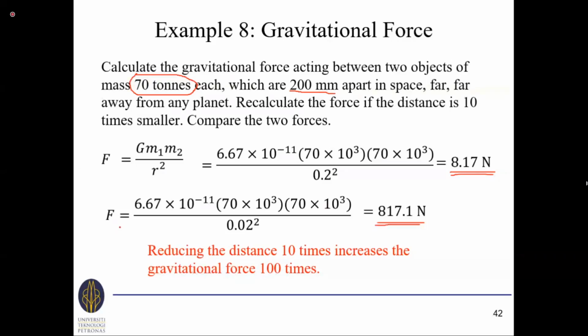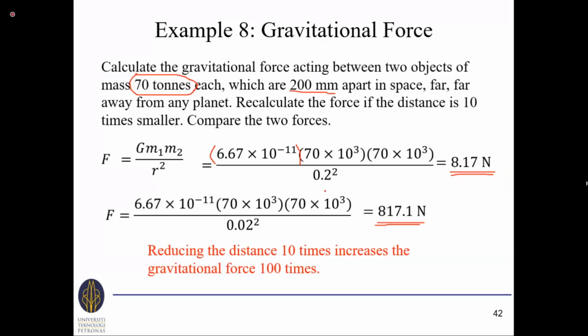The answer for the second one is 817.1 Newton. Okay, I hope you get this number. The constant should be given in your exam, but if it is not given, since you are having your final exam online, you can just use the internet to browse what the values and the constants are, if they are not given.